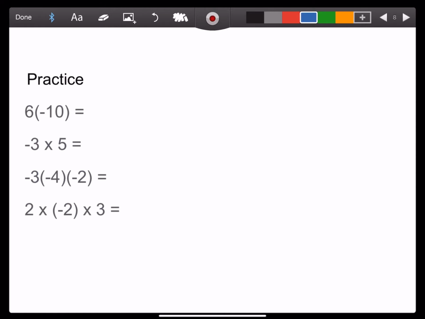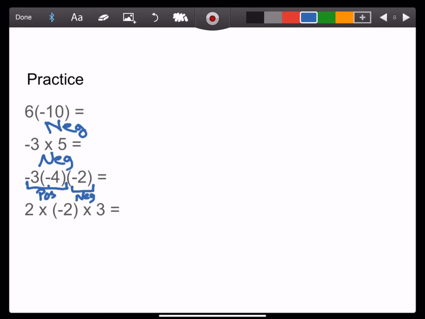So let's go ahead and I want you to practice these problems. Okay, so I'm not going to give you the answer, but we will go over these in class. You should have gotten a negative answer here. This should be a negative answer. This is a negative times a negative, which is a positive, right? And then you have a positive times a negative.